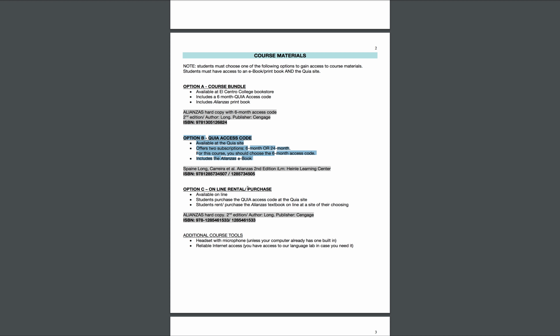There is an option C with online rental, okay, or purchase. It's available online. You purchase the Kia code at the Kia site, and students rent or purchase the textbook online at a site of their choosing. But that means that you are getting the option B plus the textbook. So that's 2 different prices. You don't need anything more than the Kia access code, right? And please don't purchase it anywhere else.